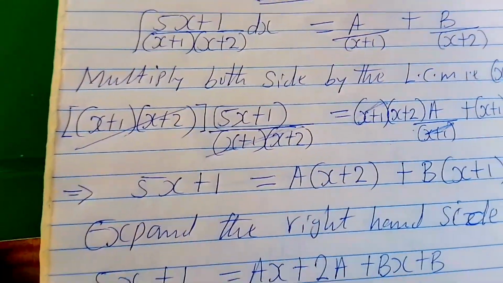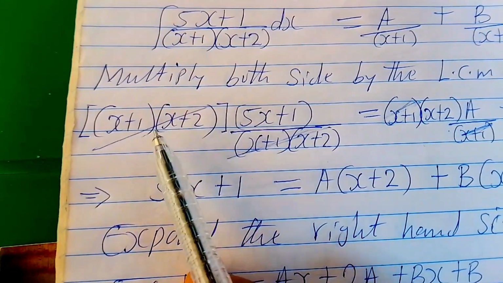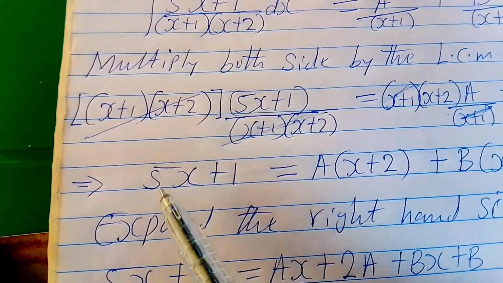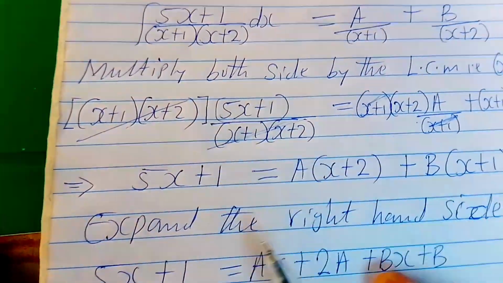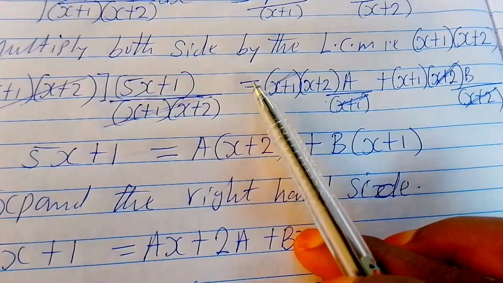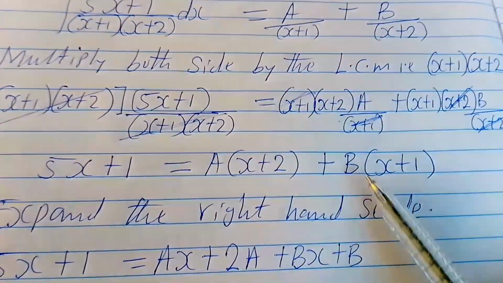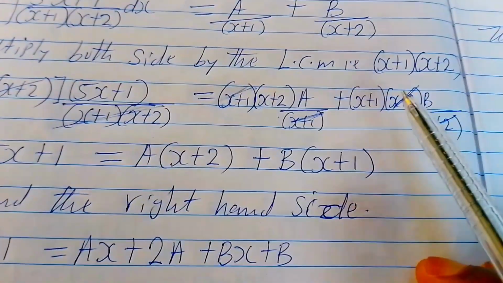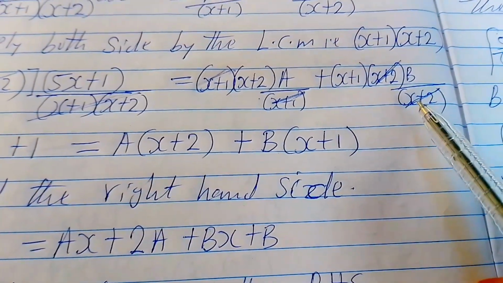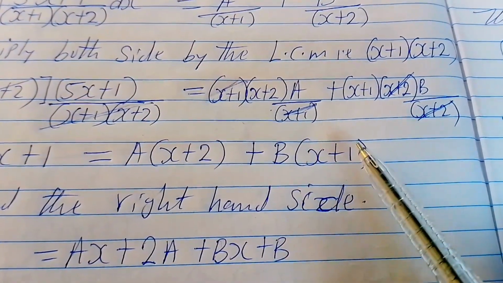So on the left hand side, after the cancellation, we are going to be left with 5x + 1 equals what. Now you come to the right hand side. You know that x + 1 and x + 1 are cancelled out, so we're going to be left with A multiplied by (x + 2). Then plus, come also to this next one. You know that x + 2 and x + 2 are out, so we're going to be left with B multiplied by (x + 1).